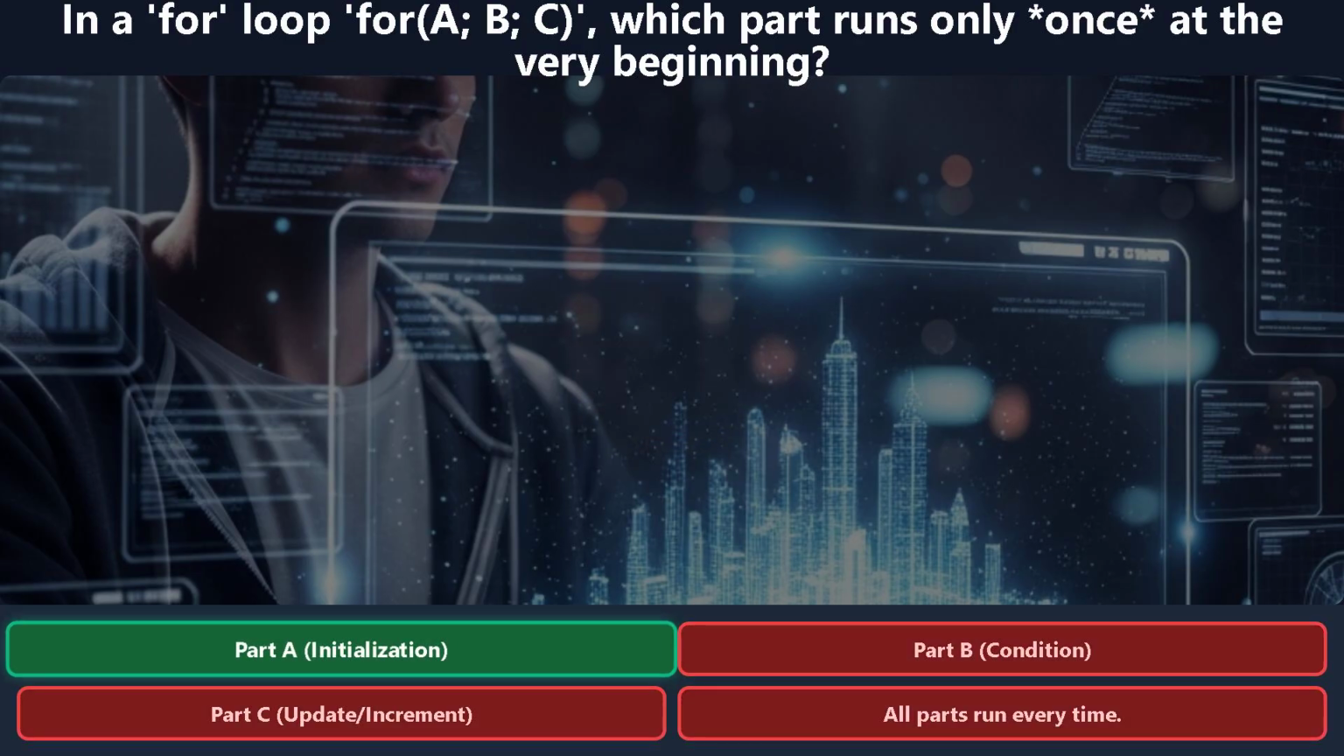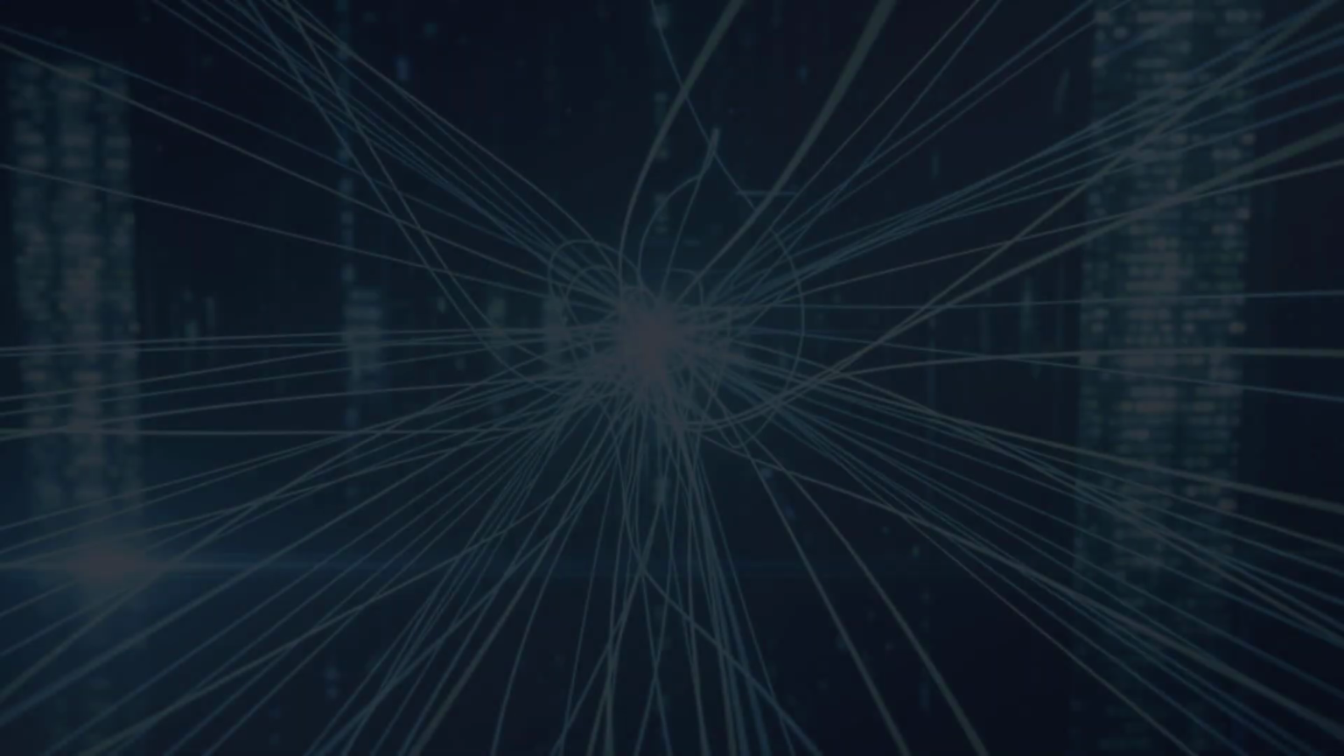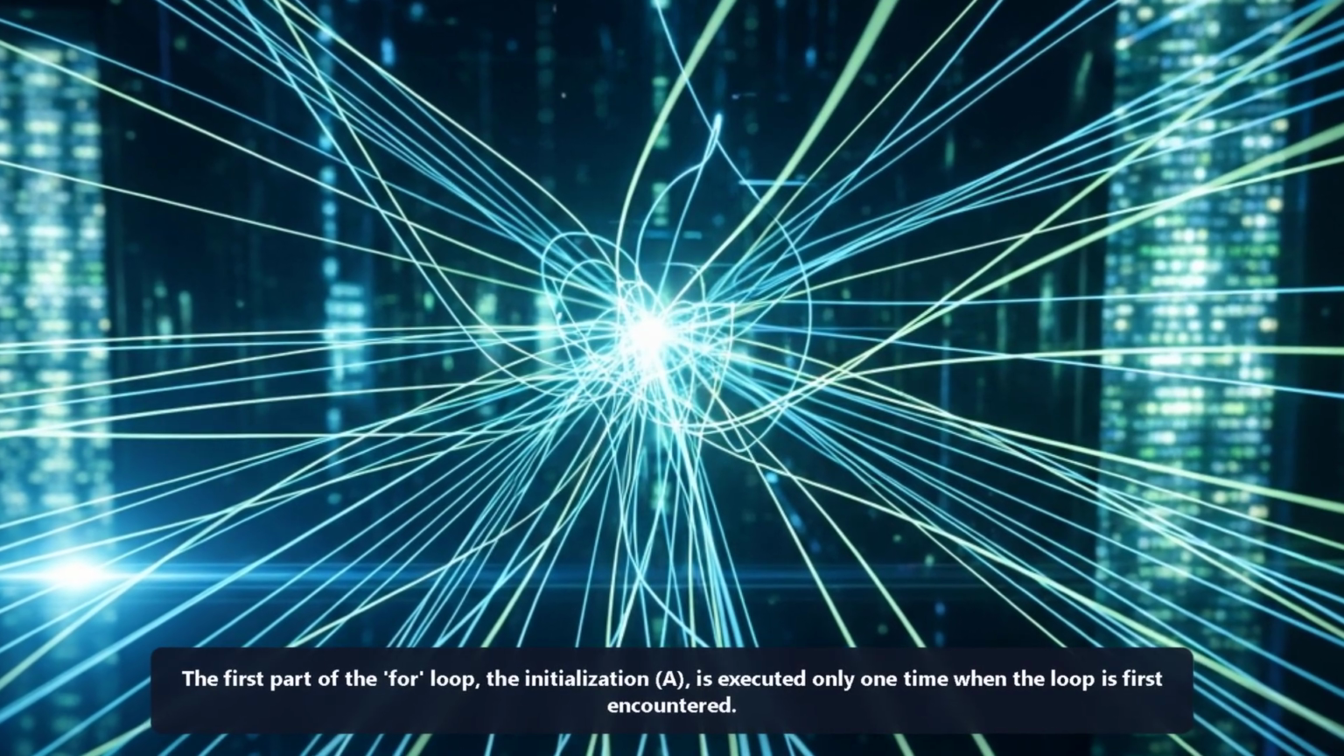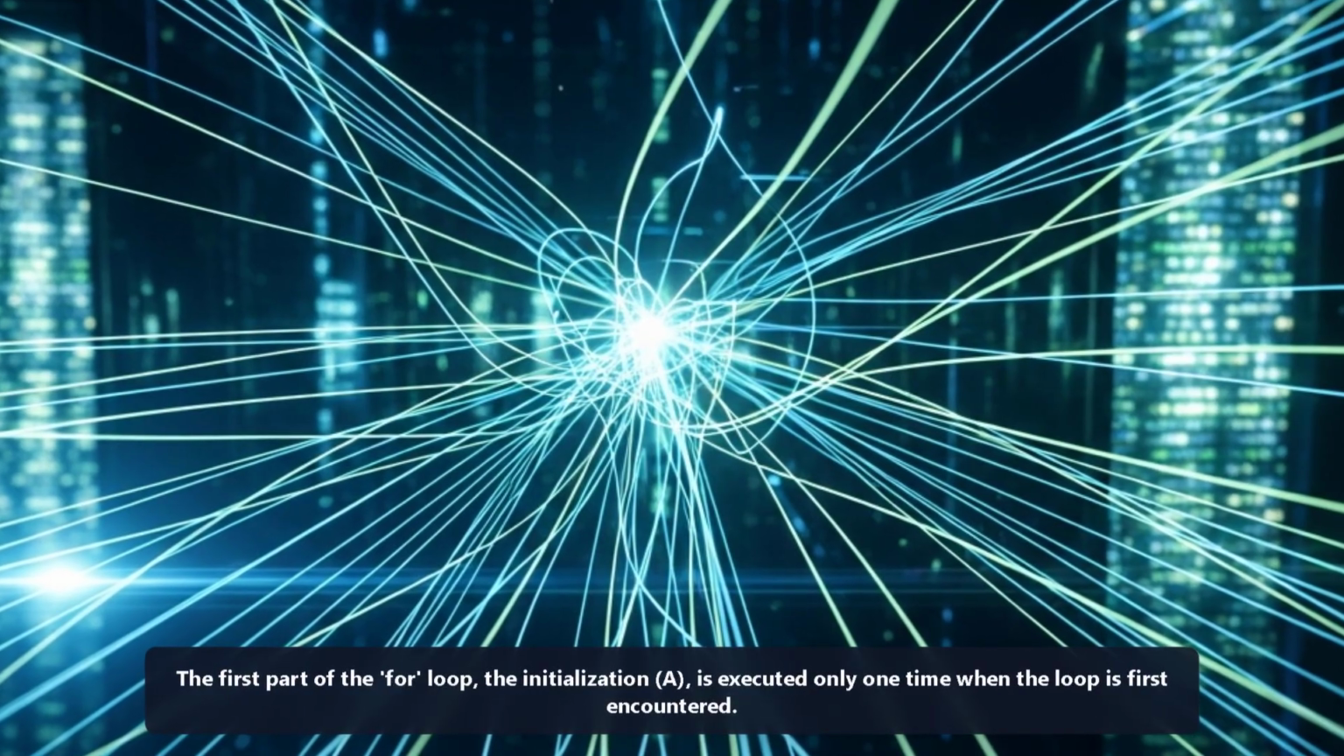Part A, initialization. The first part of the for loop, the initialization, A, is executed only one time when the loop is first encountered.